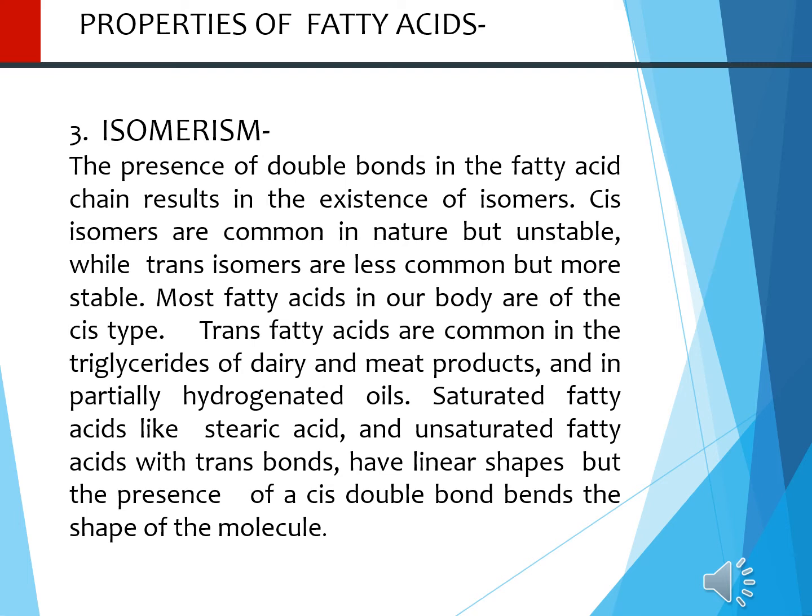Isomerism in fatty acids. The presence of double bonds in the fatty acid chain results in the existence of isomers. Cis isomers are common in nature but unstable, while trans isomers are less common but more stable. Most fatty acids in our body are of the cis type. Trans fatty acids are common in the triglycerides of dairy and meat products and in partially hydrogenated oils. Saturated fatty acids like stearic acid and unsaturated fatty acids with trans double bonds have linear shapes, but the presence of a cis double bond bends the shape of the molecule.